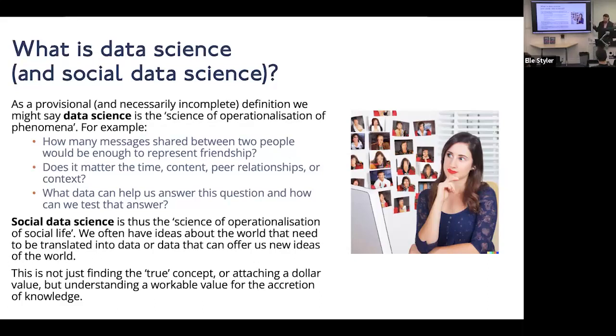We often have ideas about the world that need to be translated into data. What is a friend? Or data that can offer us new ideas about the world. Oh my God, I've got all these Facebook friends. What does it mean? So it's not really about finding the true concept out in the world, or attaching a dollar value. We do get a lot of people from econometrics coming to us, and they're often doing work with finance until they come here, and then they do work with other things. It's not about finding a specific countable version, although we do that. But it's about finding a workable value for the accretion of knowledge. How do we make knowledge a thing?